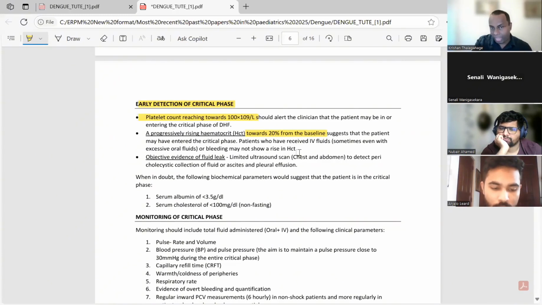What are the other things? If you have a scanner, now in Negombo Hospital, we have scanners in the ward. Ward එකේම scanners තියෙනවා. House officers can do the scan. We give that training. You do an ultrasound scan of the chest to look for pleural effusions, and an ultrasound scan of the abdomen to look for pericholecystic fluid. That is one of the earliest features of dengue leakage.